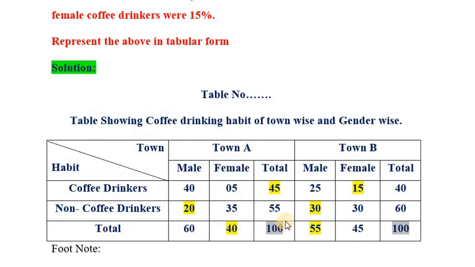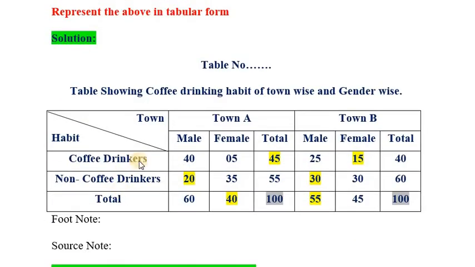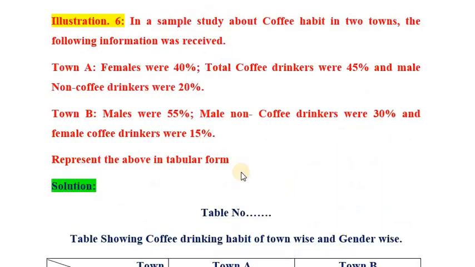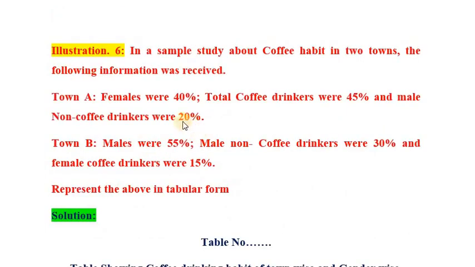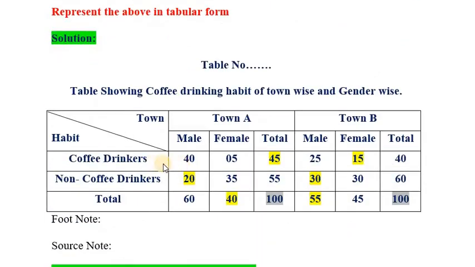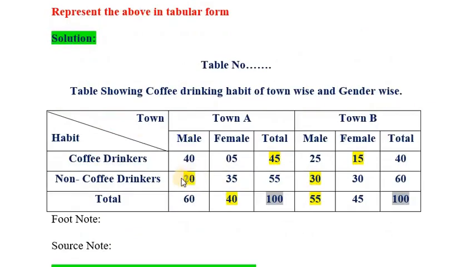So here total column percent means 100. So out of 100%, 40% were female in town A and total coffee drinkers were 45%. So total coffee drinkers in town A is 45%. So in this cell which represents the total of population who drinks coffee as 45, and then the next information given for town A is male non-coffee drinkers were 20%. So coming to the cell which represents the total male population who doesn't drink coffee. So here is that cell. We are putting 20% here.